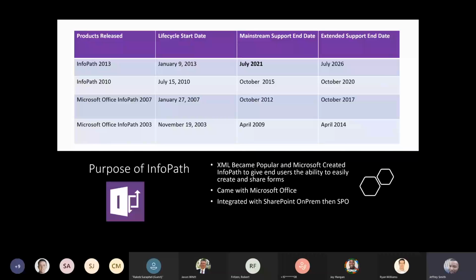Unfortunately, the latest version of InfoPath is InfoPath 2013. We're already in 2021. The end date for mainstream support is July 2021, right? So that definitely gives us a reason why we should migrate, all right? And in addition to that, the extended support ends in 2026, all right?